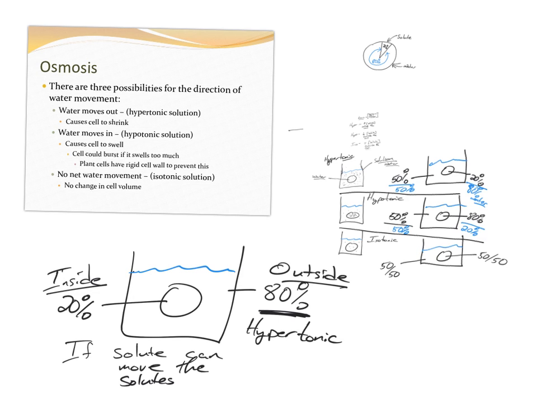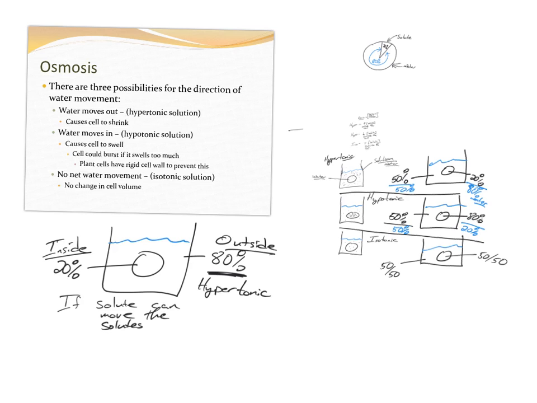So in a hypertonic solution, if the solutes can move, the solutes will do what? Is this like those three questions? Yes. If the solutes can move, the solutes will move where? In and out, yes, but mostly from high to low. So in this case, outside into the cell or out of the cell? Into the cell. The solutes would move into the cell.